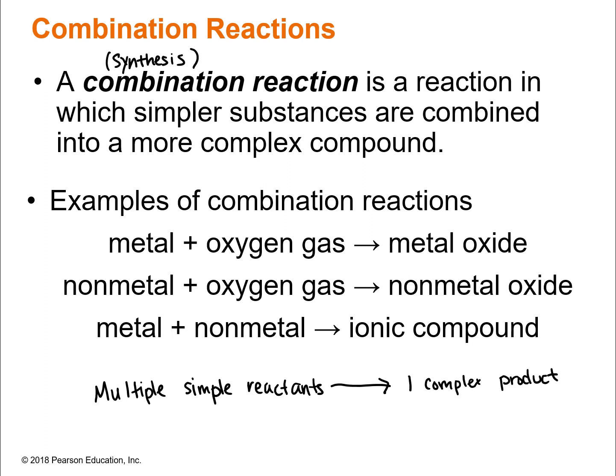There's some examples of combination reactions: taking a metal and oxygen gas, making a metal oxide; non-metal and oxygen gas, non-metal oxide; metal and a non-metal, you make an ionic compound. So those are just some examples that you might see when you're doing your homework, or if you want to do some extra practice, which I always post extra practice for chapter 7. But this is the key right here. Multiple simple reactants, one complex product.